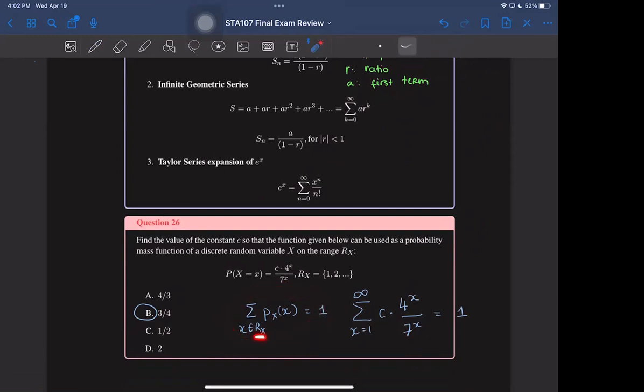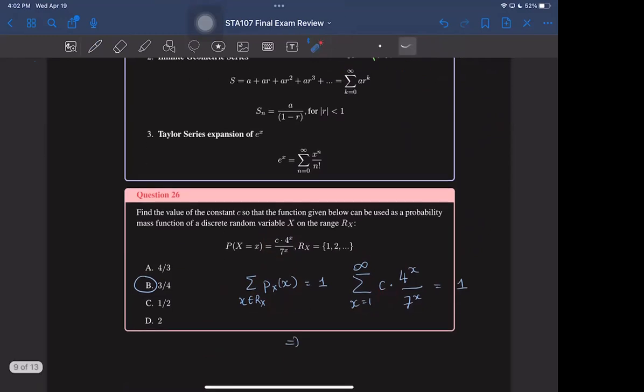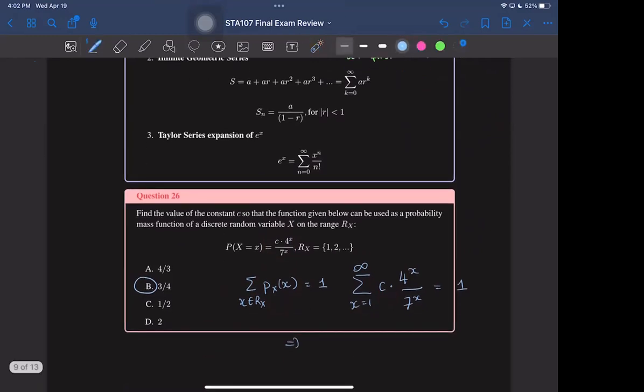And the range of x is 1 up to infinity, which means x can start at 1 and end at infinity. And I just copy the function that we are given, which is c multiplied by 4 to the power of x divided by 7 to the power of x. And from here, since c is a constant, it does not relate to x, so you can pull c outside the summation.